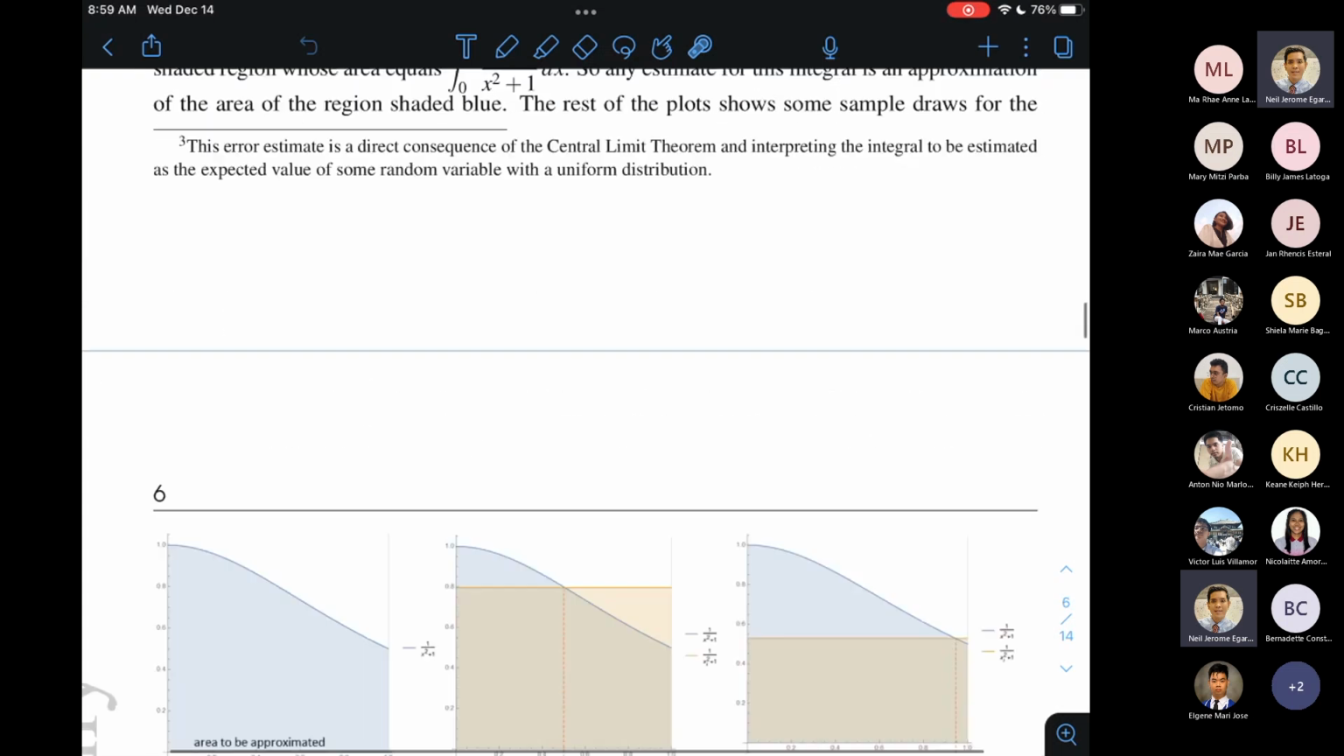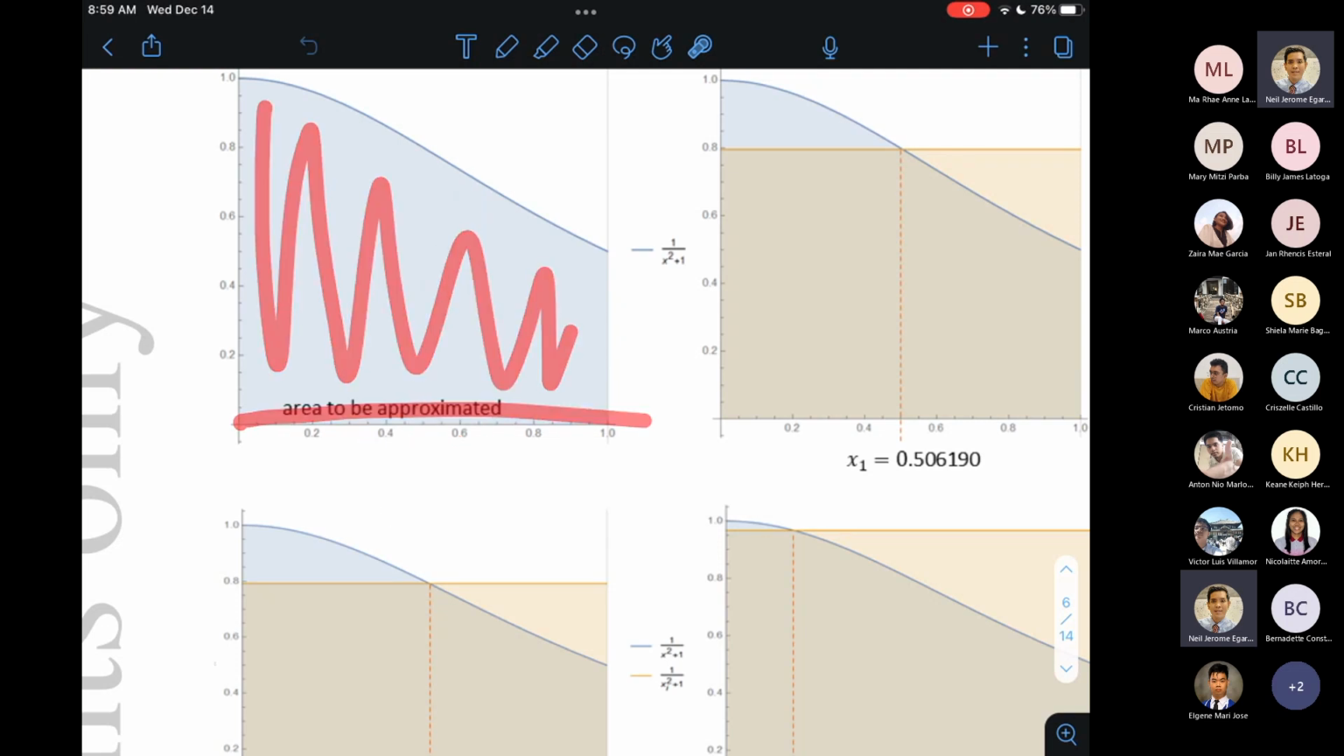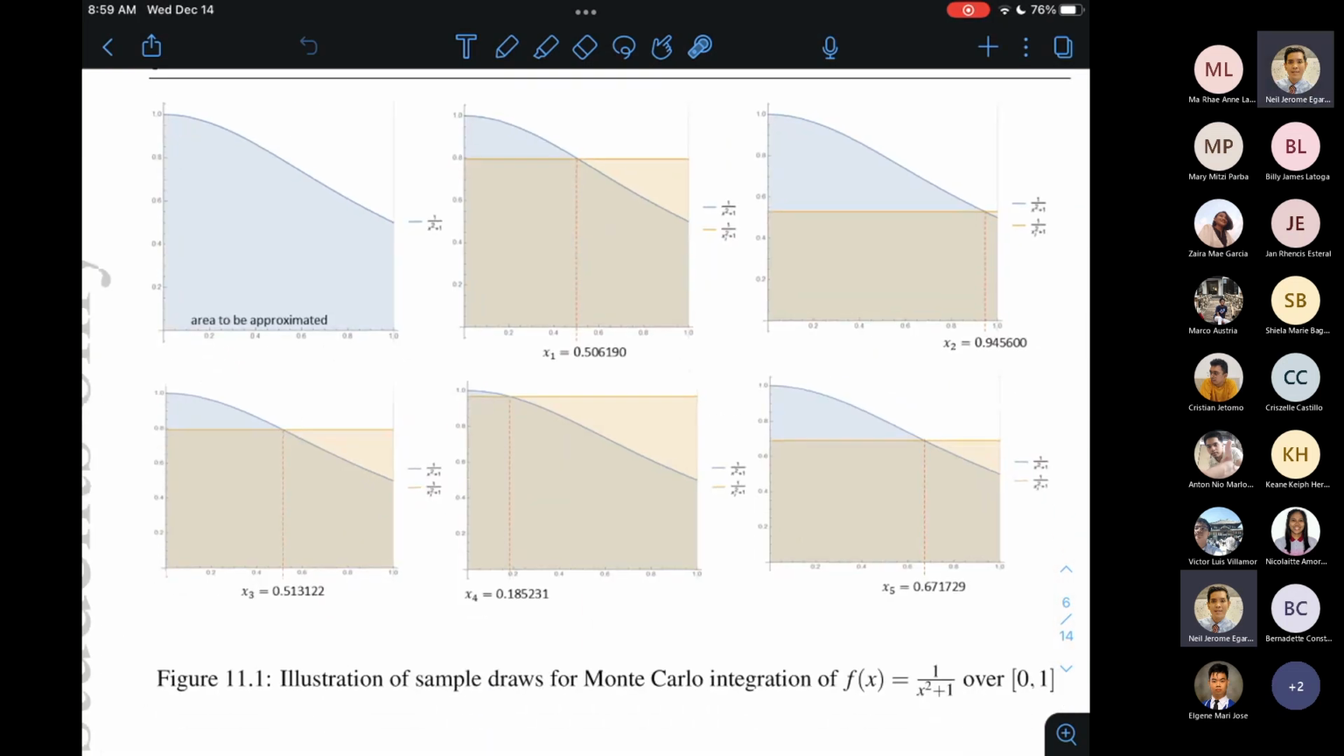So graphically, this is what happens. So here, this blue area is the one that we want to approximate, right? Because that's the area under the curve of 1 over x squared plus 1, right? And this is the x-axis. Ito yung hinanap natin na integral. Ang ginawa ko, Monte Carlo simulation, capital N equals 5, pumili ako ng 5 numbers at random from 0 to 1. And what I got from my random number generator ay itong 5 na ito.